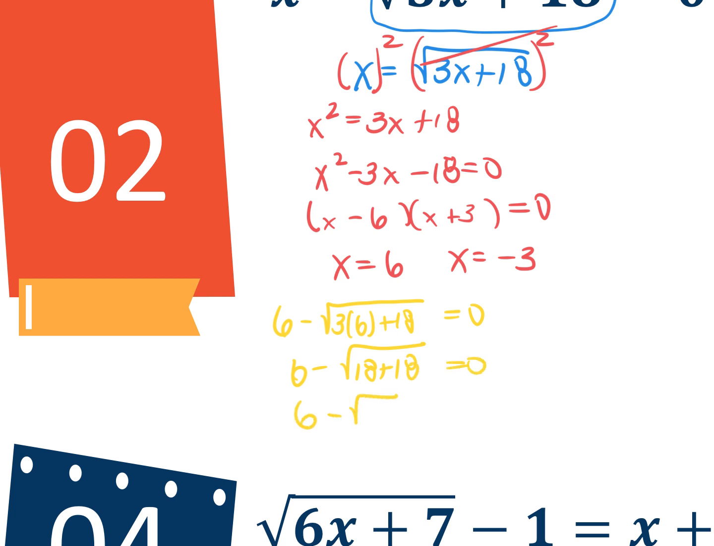6 minus the square root of 36. What's 6 minus 6? 0. So we're good. So x equals 6 is a solution.